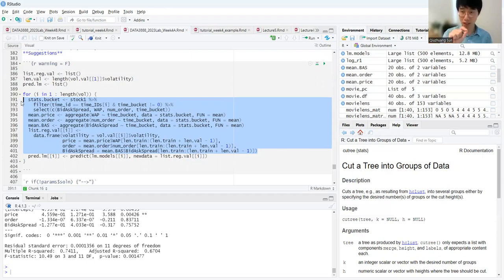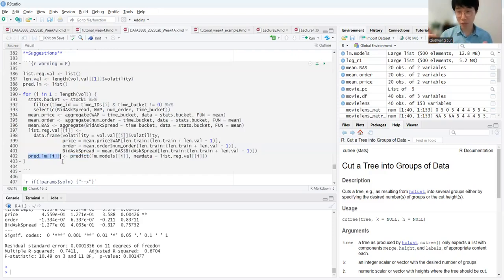Then with the linear regression model and the design matrix, I can use a function called predict to forecast the corresponding y. What is y? It is the realized volatility in the next period, right? Then this is our prediction for each time ID.